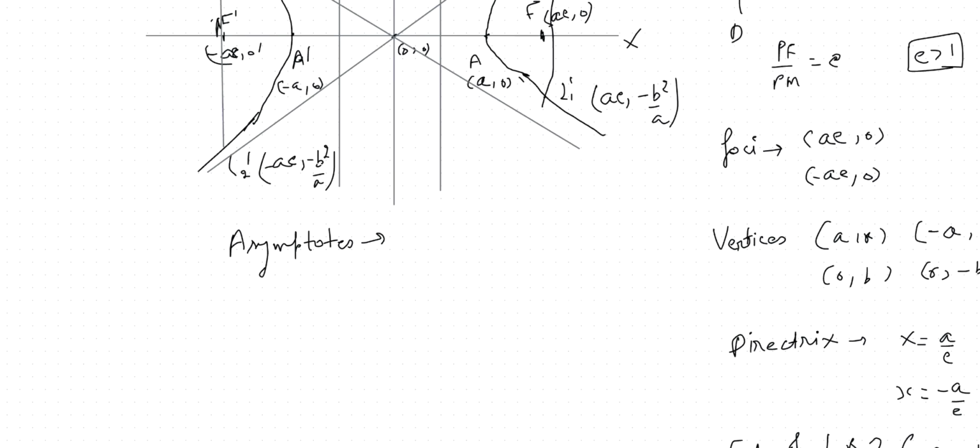Asymptotes were there. So, the combined equation of asymptotes is x square by a square plus y square by b square is equal to, sorry, not plus again. I'm really sorry. x square by a square minus y square by b square is equal to 0. This is the combined equation of asymptotes of the hyperbola. So with this, our first hyperbola is done. In the next video, we will do the second hyperbola.